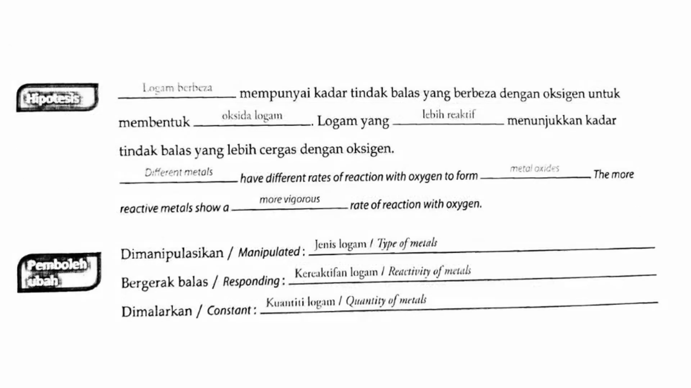Hypothesis: different metals have different rates of reaction with oxygen to form metal oxides. The more reactive metals show a more vigorous rate of reaction with oxygen. Variables: manipulated, type of metals; responding, reactivity of metals; constant, quantity of metals.